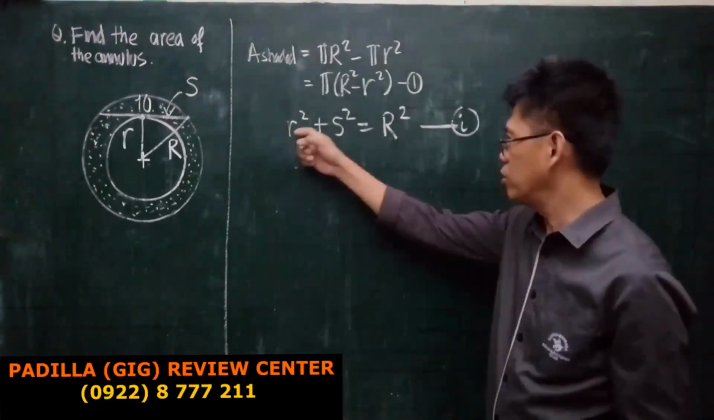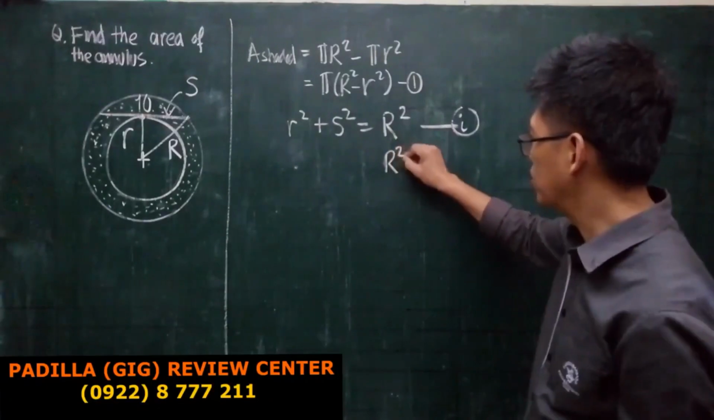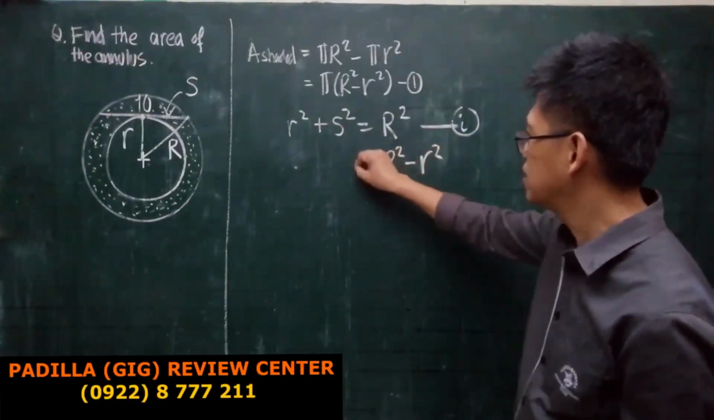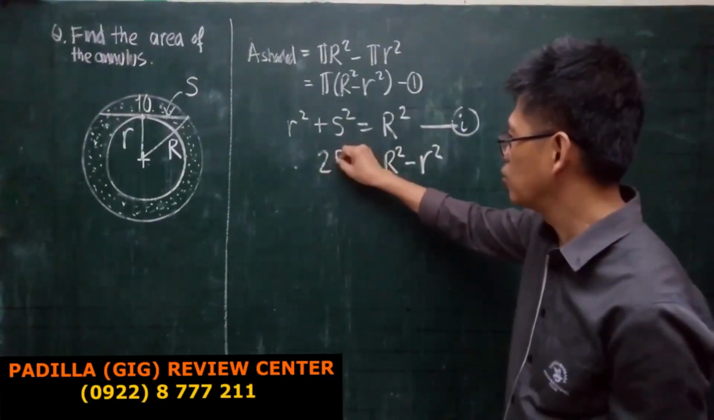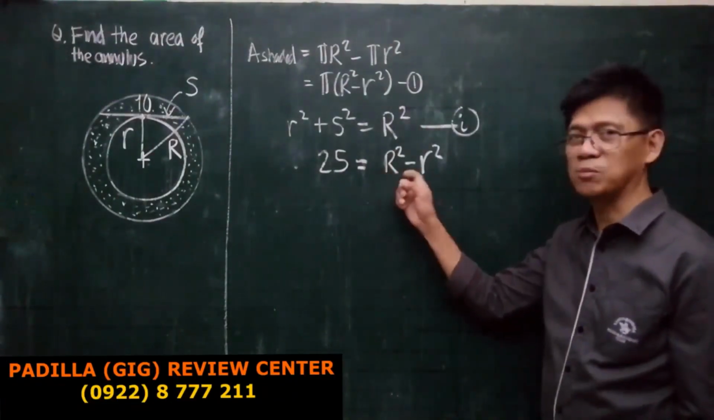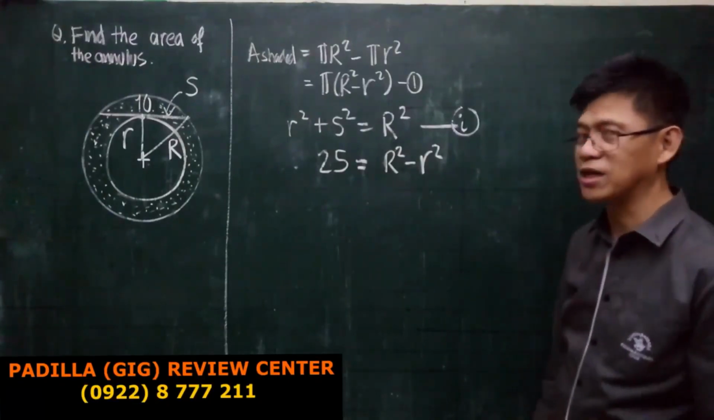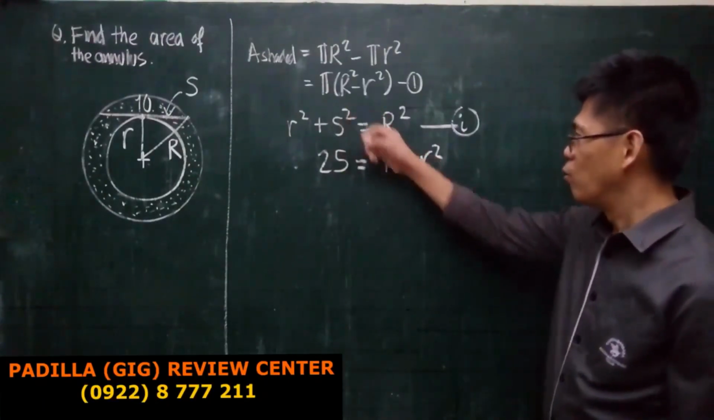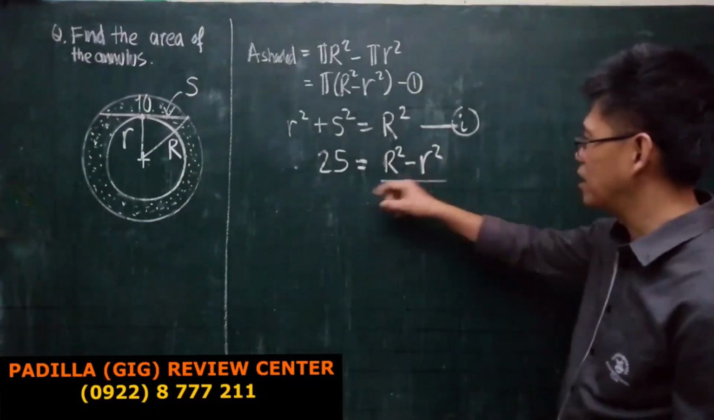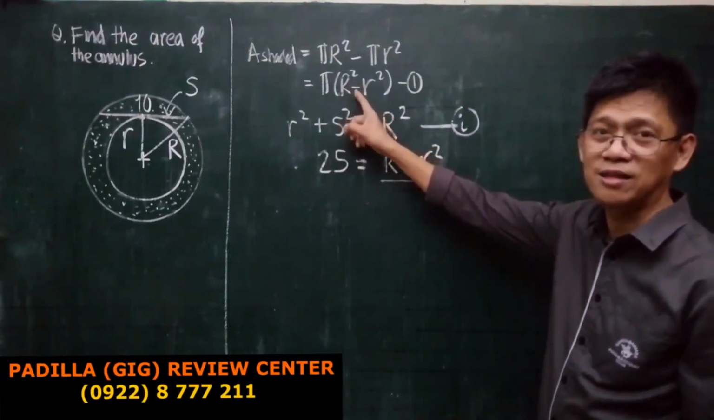Look here. We're going to transpose small r here. You'll get here big R squared minus small r squared is 5 squared. That is 25. We might not be able to solve R and small r. Yes, we cannot solve it. But it doesn't mean that we cannot solve the problem because we have R squared minus r squared here, 25, which is exactly just the one that is needed here.